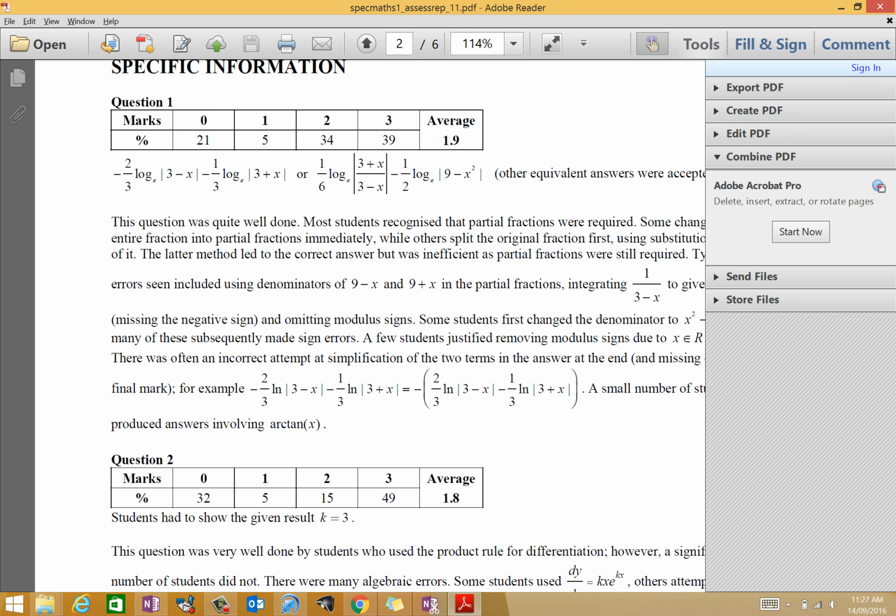What does it say? Errors seen included using denominators and omitting modulus signs. So you wouldn't get your full marks. I don't know, maybe they'd give you 1 or 2.